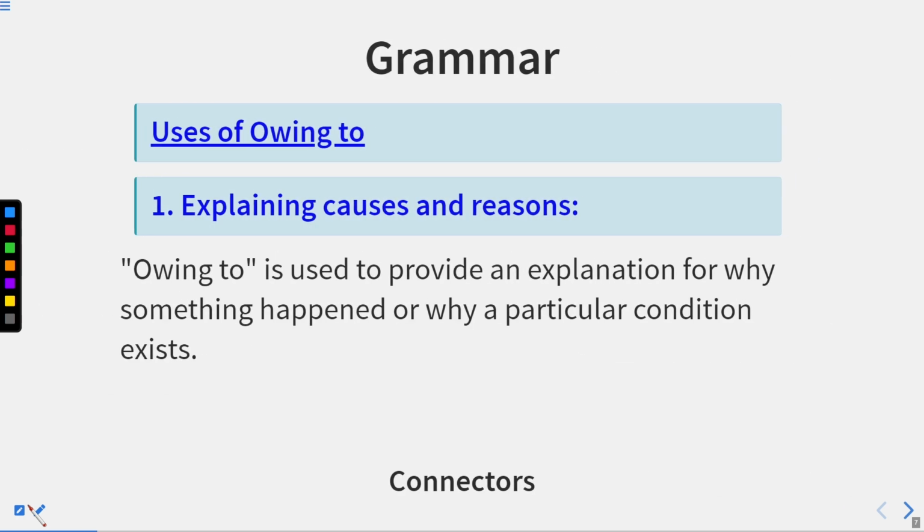Uses of owing to. First of all, it is used to explain causes and reasons. This is the main function of this preposition. Owing to is used to provide an explanation for why something happened or why a particular condition exists. Whatever the reply to the question why is, the reason, to show that reason we use the preposition owing to, or if we want to link the cause and the reason with the effect or the result of it, we use owing to.